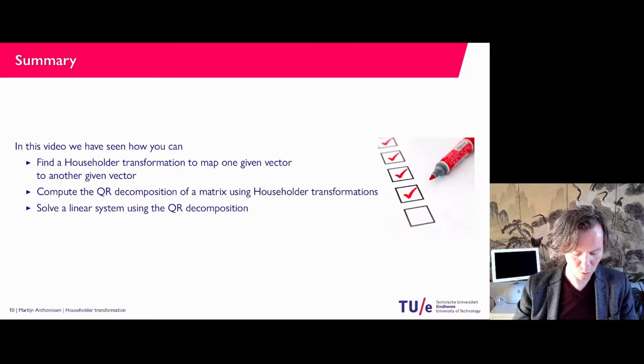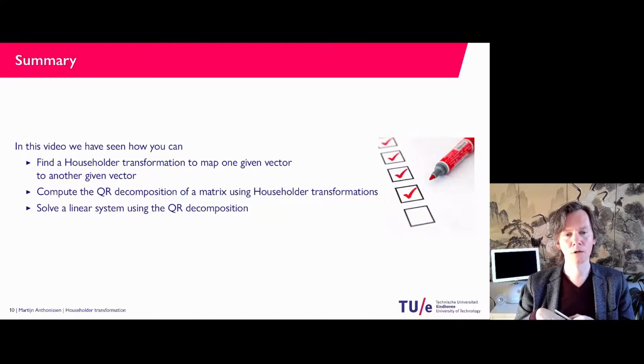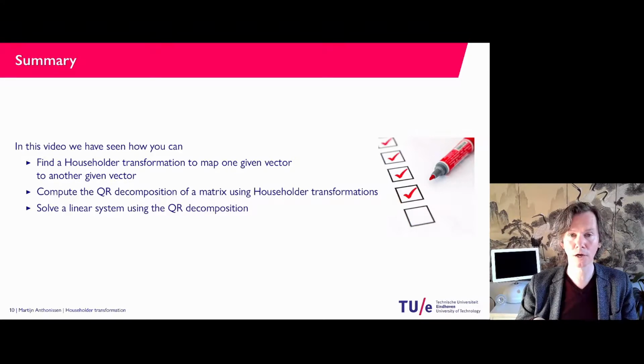What have we seen? We have seen how you can use Hausdorff transformations to map one given vector to another one, provided they have the same length, that's a requirement. How you can compute the QR decomposition using Hausdorff transformations, and then how you can solve a linear system using the found QR decomposition. And that concludes this video.